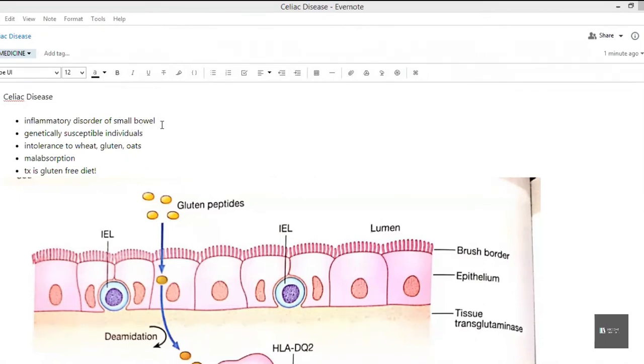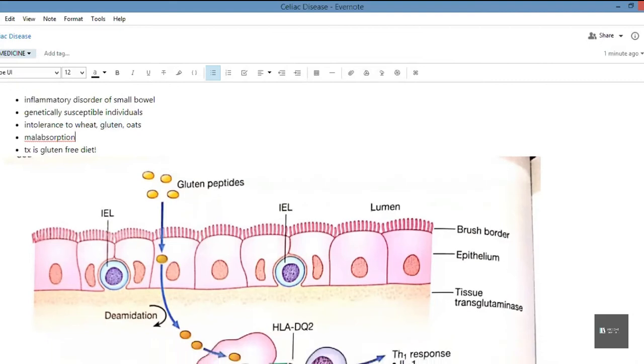It is an inflammatory disorder of the small bowel. It occurs in genetically susceptible individuals who have an intolerance to gluten, which is in wheat, oats, and barley. It is a malabsorption syndrome, and the best treatment is a gluten-free diet, and we'll discuss this in the management.